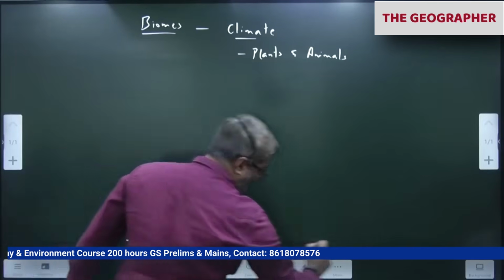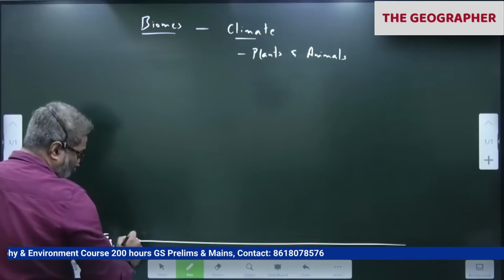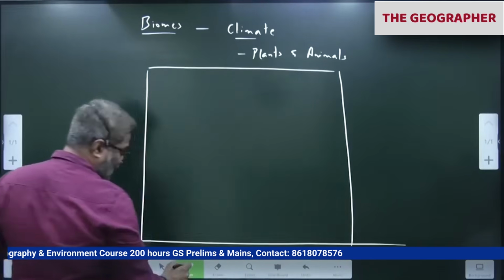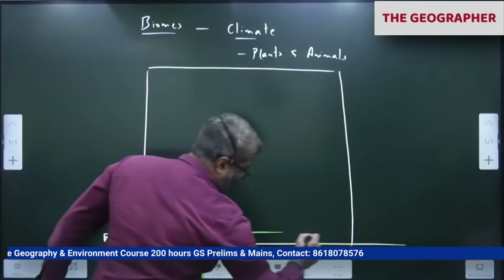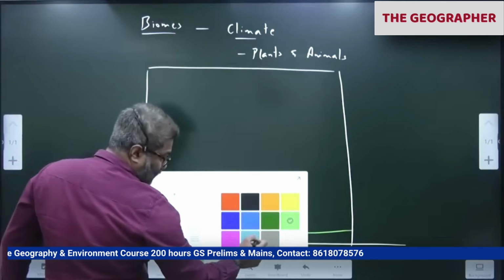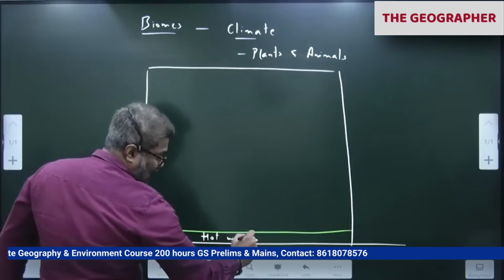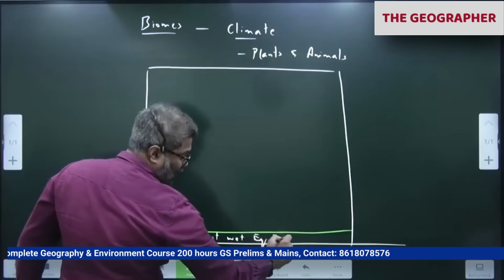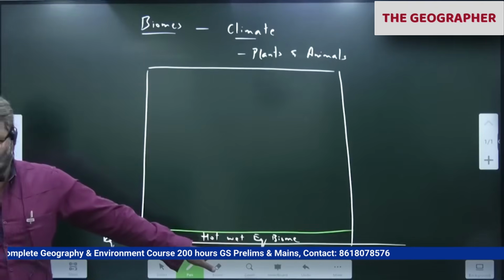So if we divide the entire world into different biomes, starting from the equator, we can create a hypothetical continent, where all the places on either side of the equator, 5 degrees north and south, have a hot, wet climate. Here the temperatures are high, humidity is high, hot, wet, equatorial climate, equatorial biome. We have the rainforest biome here, the evergreen rainforest biome, the first one.